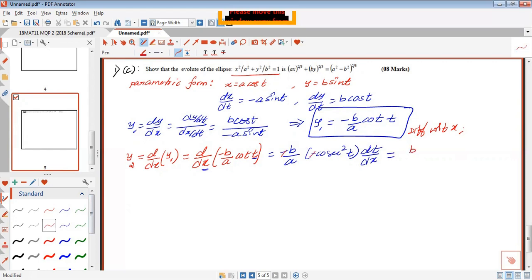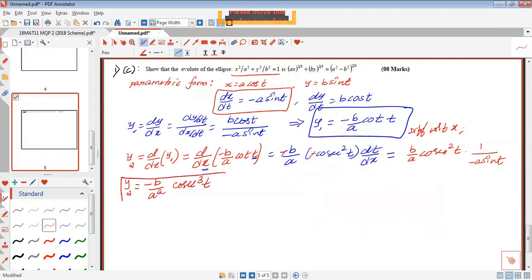Okay. So b by a cosecant square t, the value of dt by dx is the reciprocal of this value, right? dt by dx is the reciprocal of dx by dt. So you will get 1 divided by minus a sin t here. So the value of y2 is minus b divided by a square, and 1 by sin t is again cosecant t. So you will get cosecant cube t as the value of y2.